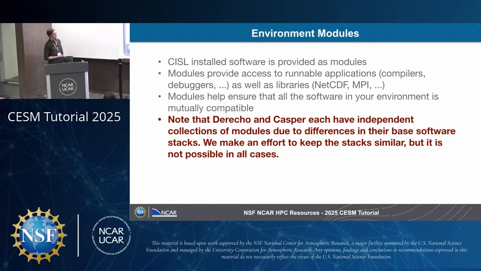Once you're on the system, we manage all the software on there with a thing called modules. And you may have used modules in another system. It's a pretty standard thing. Probably the most important thing to know is just that the software we maintain on both systems is a little bit different on Derecho and Casper, just because the hardware and everything is quite different. So they can't be identical. We try to keep them really close, but there are just instances where some software won't work on both systems.